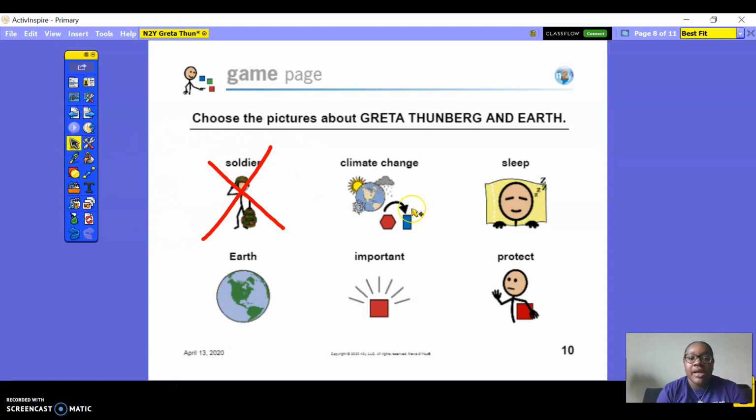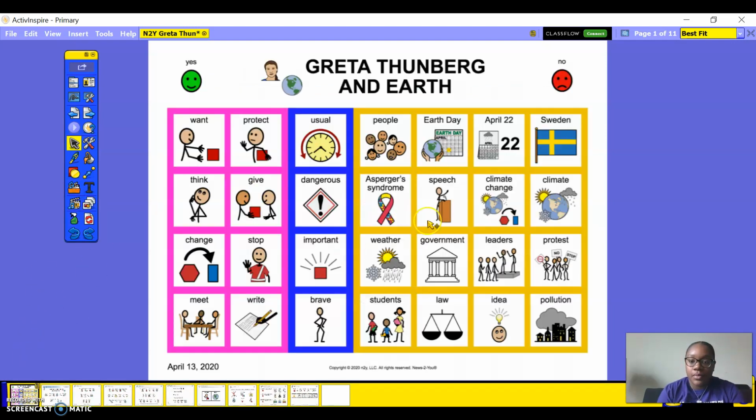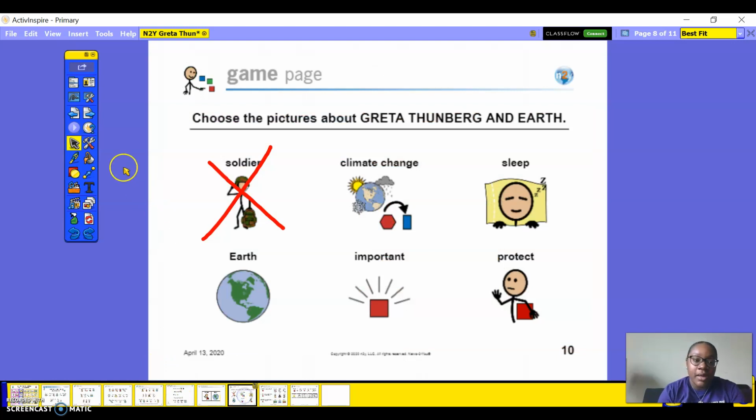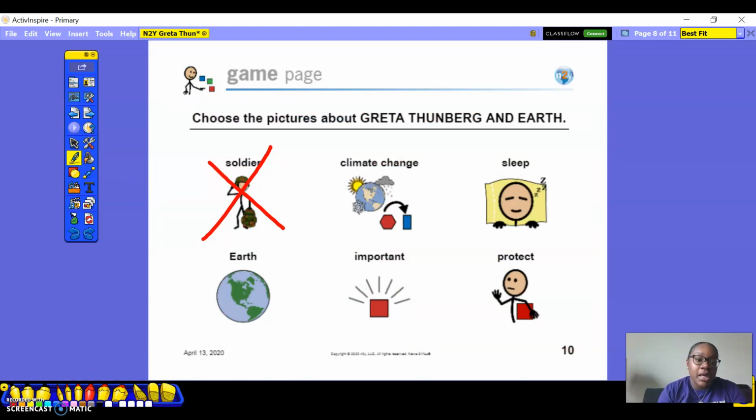All right, let's look at our second picture, climate change. So let's look at our communication board. Here is climate change, and that was definitely in our story because I remember reading about it. So I'm going to take my writing tool again. It doesn't matter what you have, pencil, pen, crayon, marker, whatever you are comfortable with using. And I'm going to circle climate change because that was in our story.